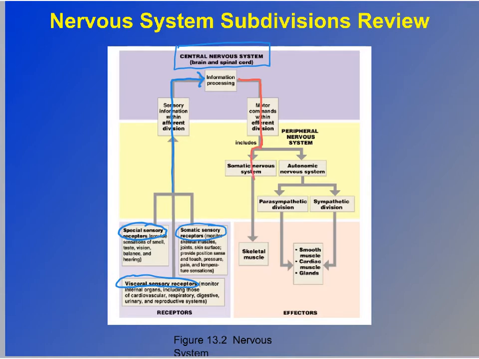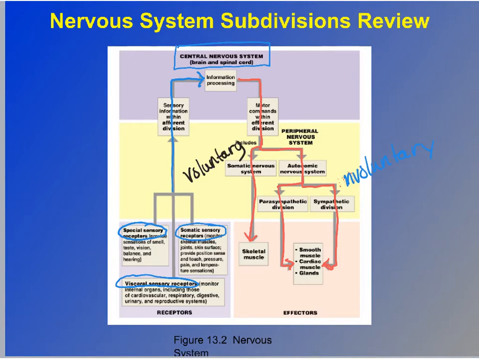So depending on where that information has come from, motor commands are going to go out to skeletal muscle, or motor commands can go out via the autonomic nervous system right out to smooth muscle, cardiac muscle, and glands. All of that is involuntary. So those commands are involuntary. These commands going out the somatic nervous system, those are all voluntary.